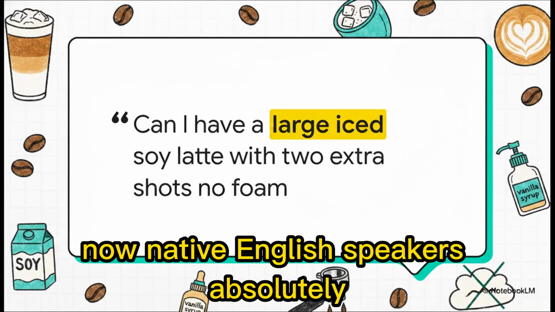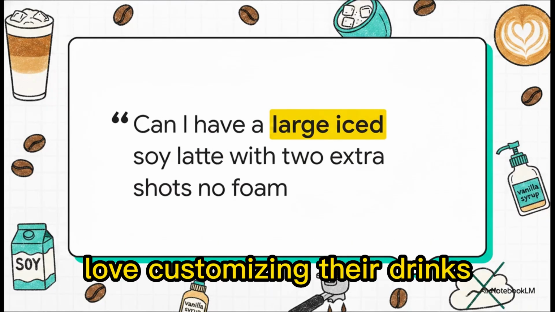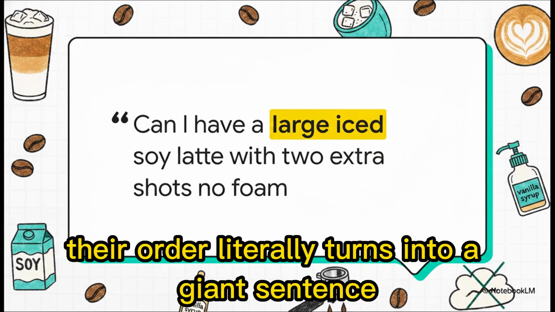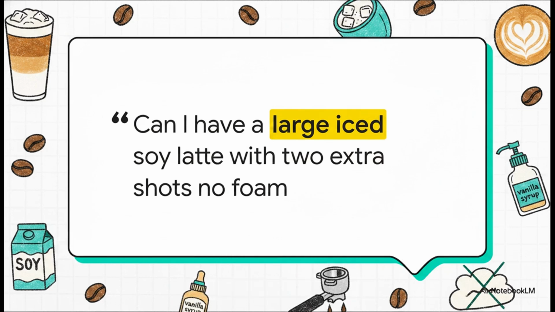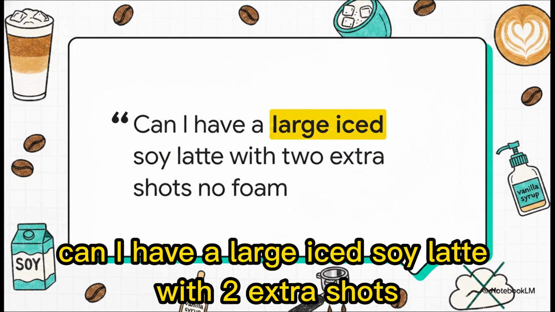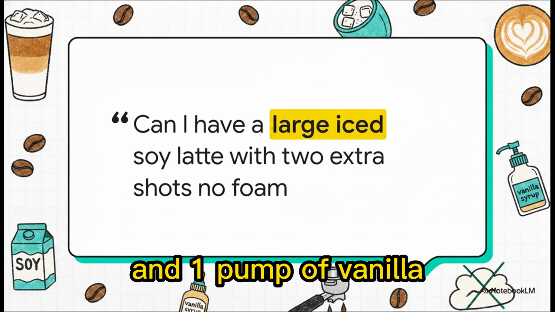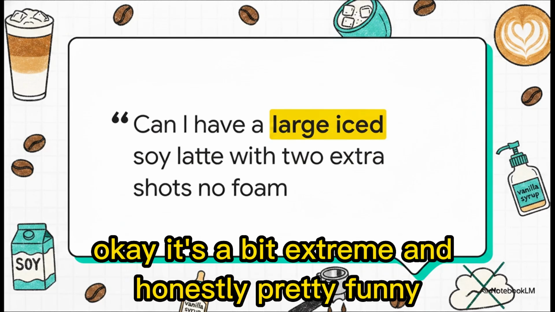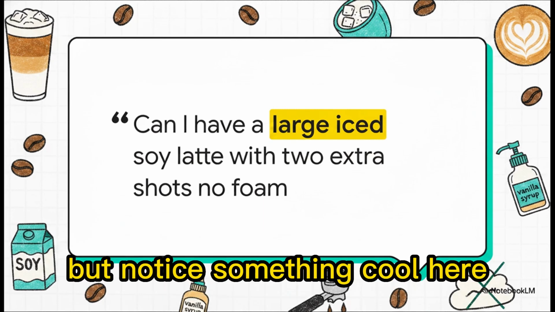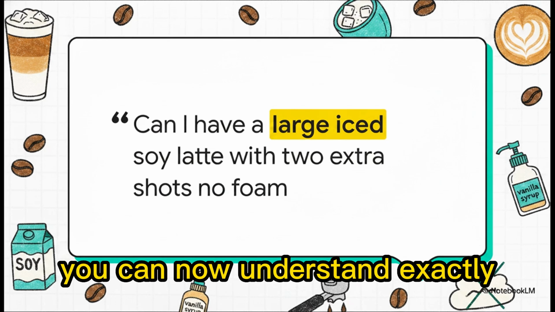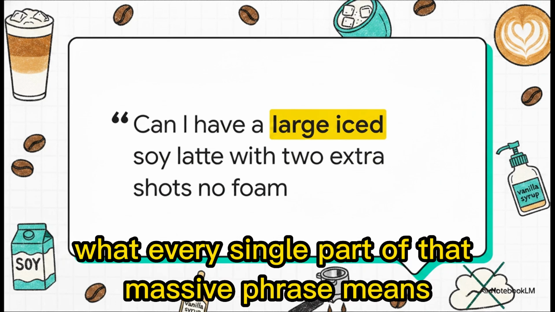Now, native English speakers absolutely love customizing their drinks. They love it so much that sometimes their order literally turns into a giant sentence. Just listen to this. Can I have a large iced soy latte with 2 extra shots, no foam, light ice, and 1 pump of vanilla? Okay, it's a bit extreme and honestly pretty funny, but notice something cool here. With the vocabulary we just covered, you can now understand exactly what every single part of that massive phrase means.